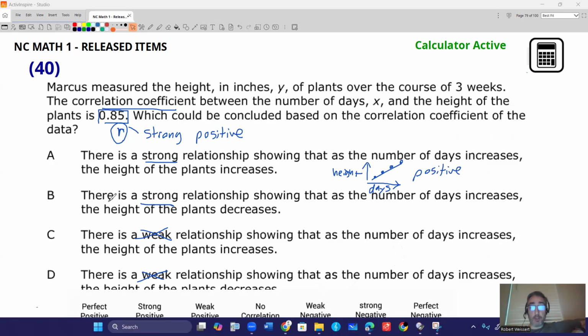Whereas answer choice B, there is a strong relationship showing that as the number of days increases, so if I do a little XY here, if my days increase, then the height of the plants decreases. So that would be something like this, as the height gets smaller as the days go up, and that would be a negative relationship. So that would have a negative R, whereas this would have a positive R. And since this is positive 0.85, the answer choice would be A.